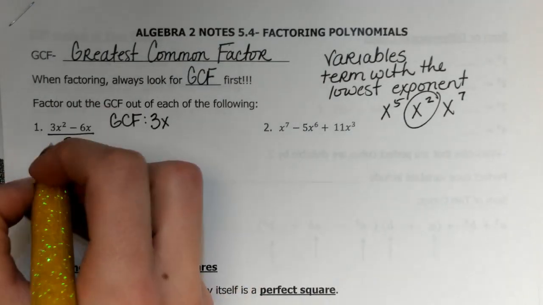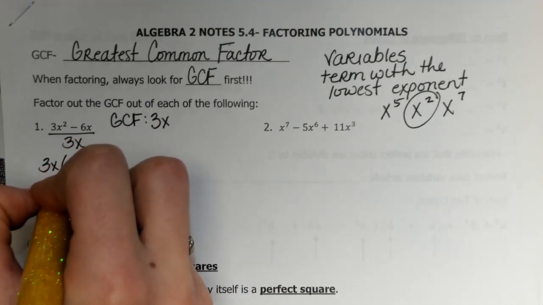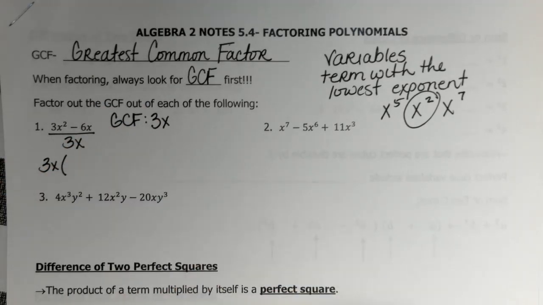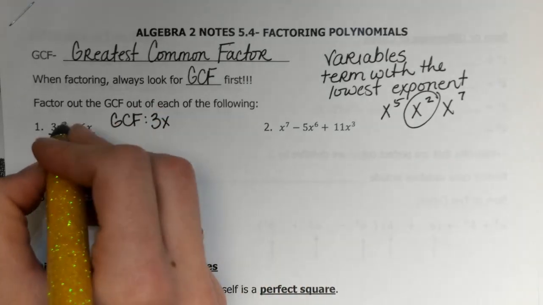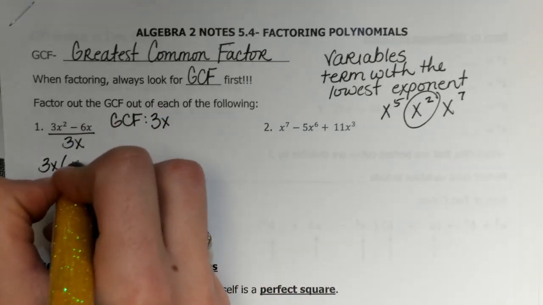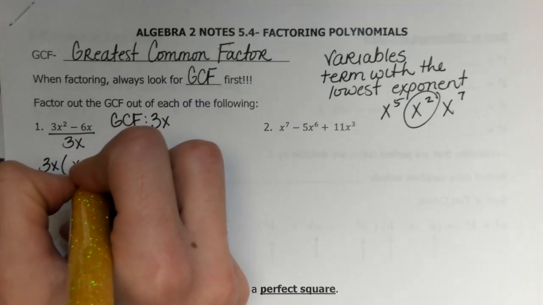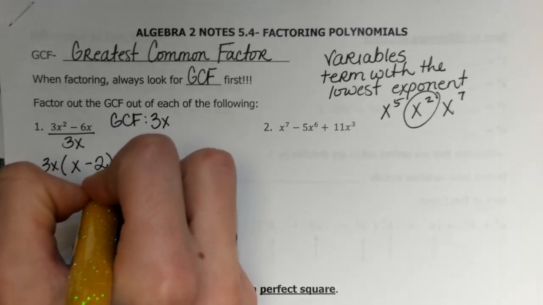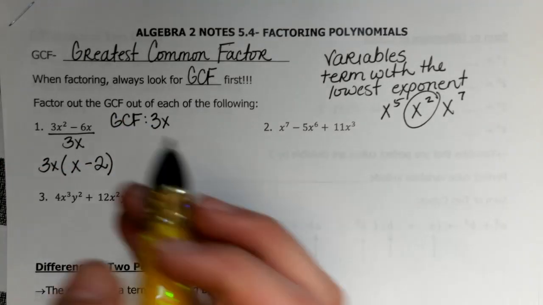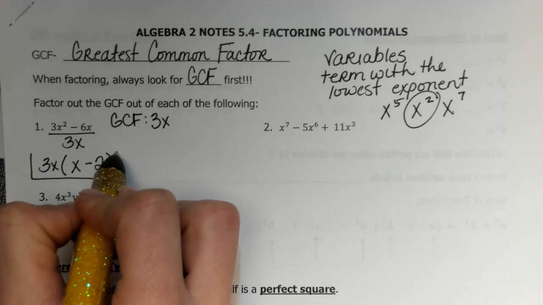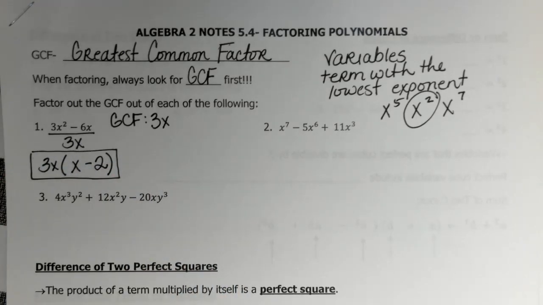Now remember that whenever you do your GCF, it comes out front. And then I divide, 3 divided by 3 is 1, so I don't have to write that. X squared divided by x, I'm subtracting 2 and 1 to leave me with just x. And then negative 6 divided by 3 is a negative 2. X divided by x cancels to 1. So 3x times x minus 2 would be my answer. If you do not write your GCF out front, you're going to lose credit. So make sure you have that as part of your answer.